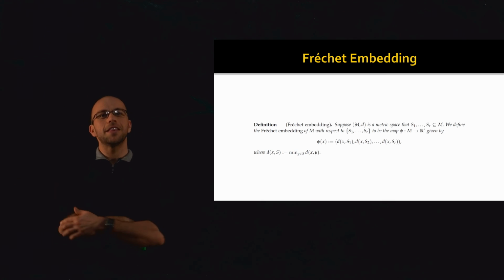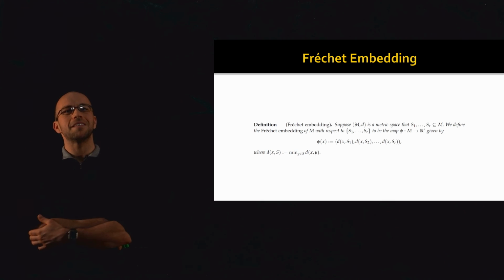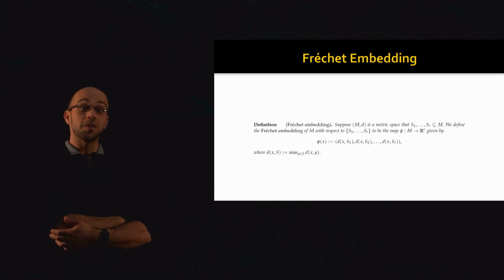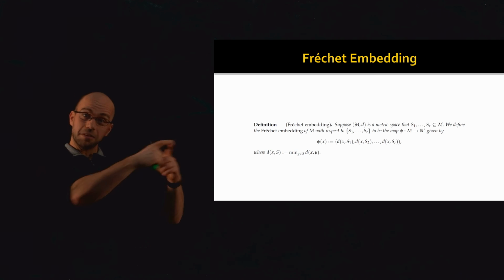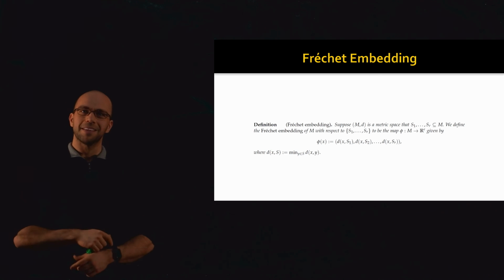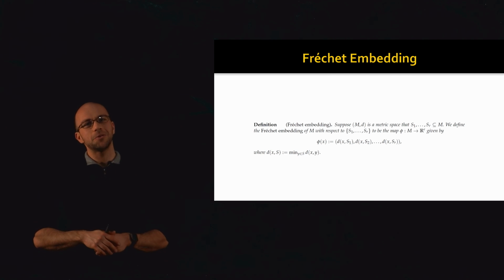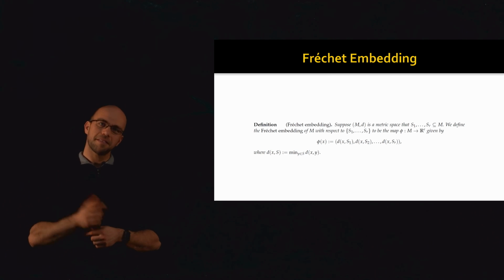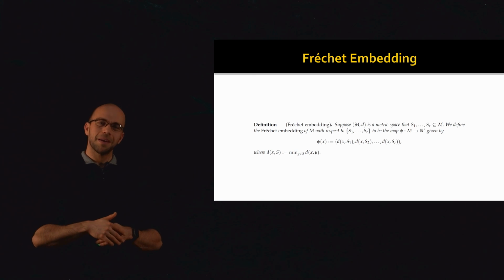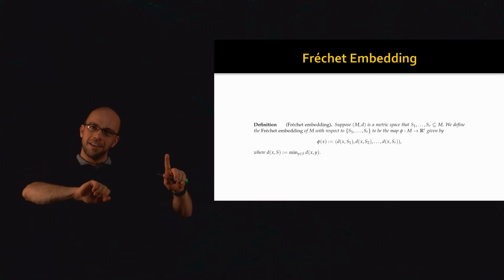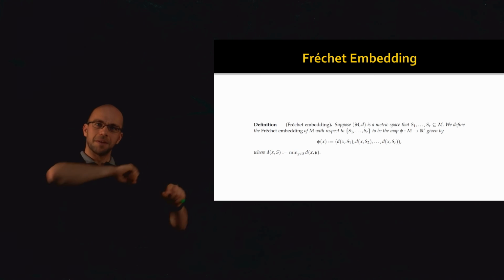In general, by the way, the distance to a set is the minimum distance to any point inside of that set. So S1 through SR here do not have to be a single point. They could be different regions in our metric space or something like that. So in general, again, the Fréchet embedding of a metric space takes as input some set of subsets of our metric space. And the embedding is a vector of values, which is the distance to the first subset, the distance to the second subset, and so on.